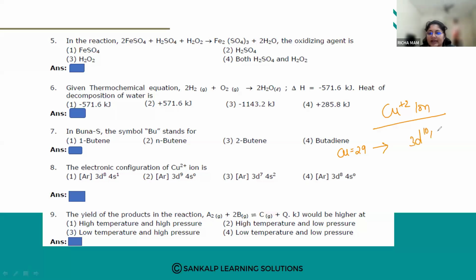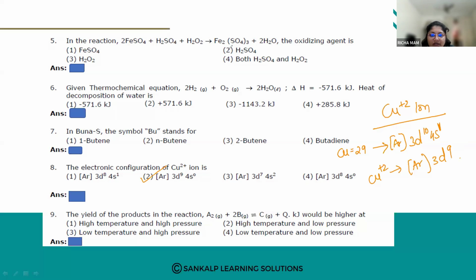Yes, it will be argon 3d10 4s1. Okay, when it is copper plus 2, then it will be argon... What will it be? Yes, tell me. One electron will be lost from here and another electron from here. It will be 3d9. So it will be argon 3d9 4s0. Answer number 2.